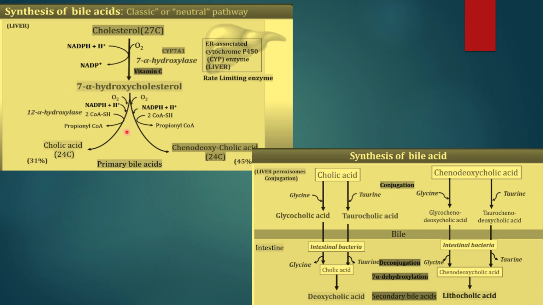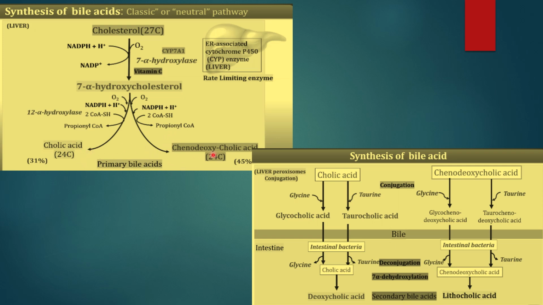Then 7 alpha hydroxycholesterol can be further converted into the primary bile salts, cholic acid and chenodeoxycholic acid. Both are 24 carbon compounds, and the enzymes required for this conversion are 12 alpha hydroxylase; NADPH and oxygen are required, and coenzyme A is converted into propionyl coenzyme A. This is how the primary bile salts are synthesized.